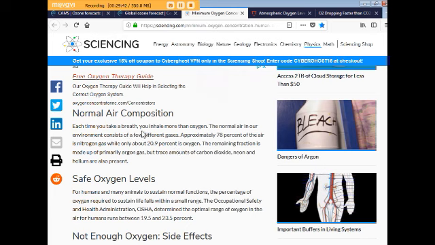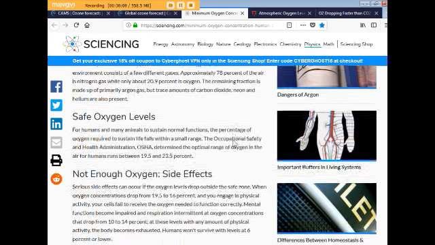Each time you take a breath, you inhale more than oxygen. The normal air in our environment consists of a few different gases. Approximately 78% of the air is nitrogen gas, while only about 20.9% is oxygen. The remaining fraction is made up of primarily argon gas, but trace amounts of carbon dioxide, neon, and helium are also present.